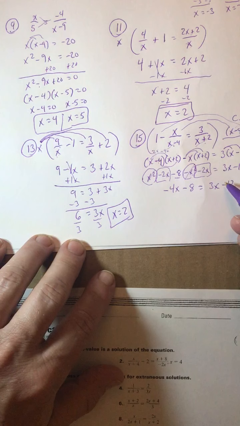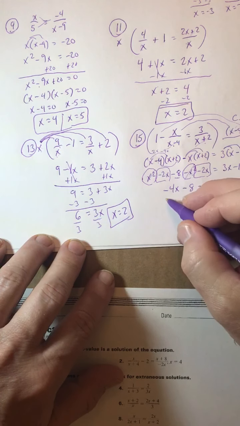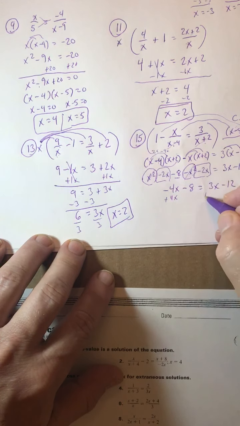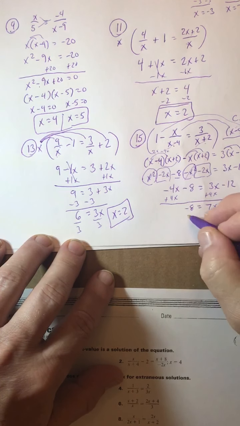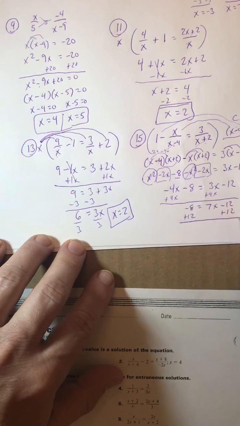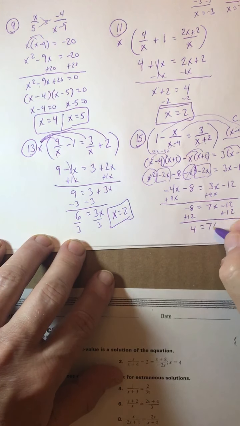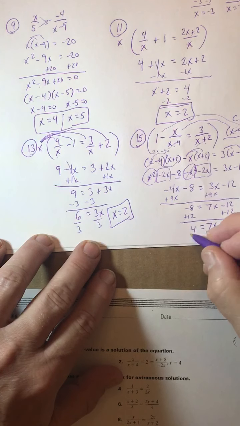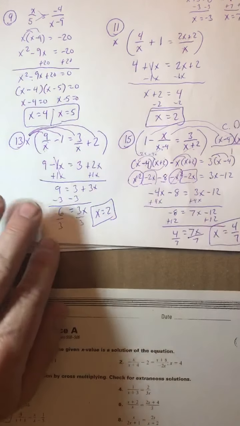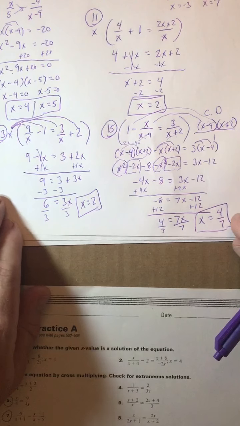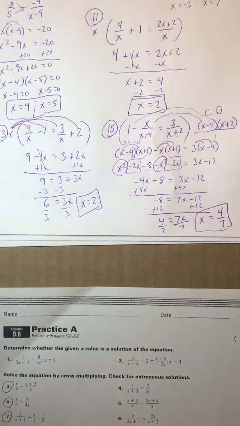All right, so let's see. Let's move the 4x over. Plus 4x, plus 4x. I got negative 8 equals 7x minus 12. And then I add 12, add 12. Gives me 4 equals 7x. And then I divide by 7, and we get x equals 4/7. All right, and that was it for the homework.